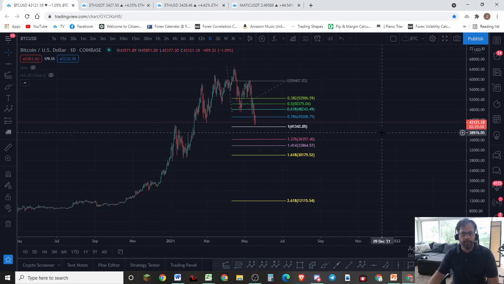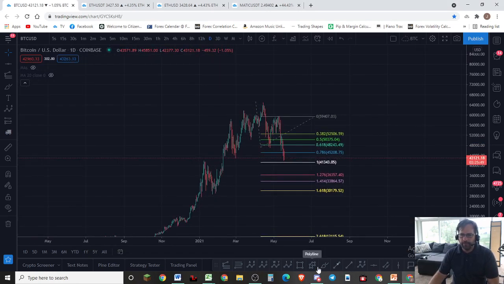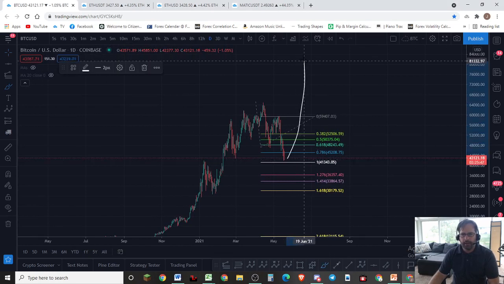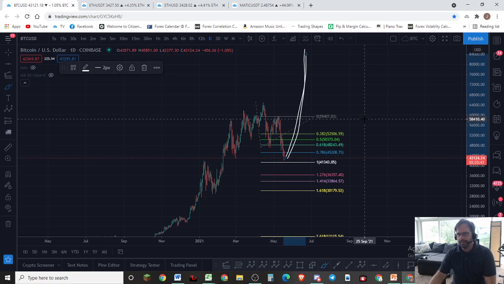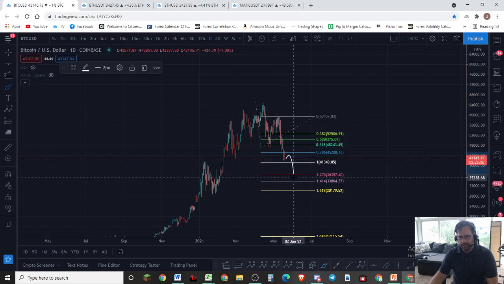What was I saying? Okay, so yeah, this is a three-wave move off the top. Guys, we still have the idea that we could be having a parabolic move to the upside to finish. Okay, so that's still in the cards, 75 to 80K. But you have to know that another possibility is this comes on down a little bit deeper. We get a three-wave move, and then we're done.